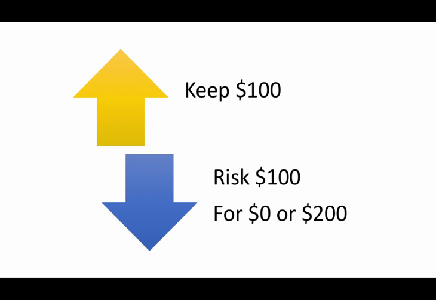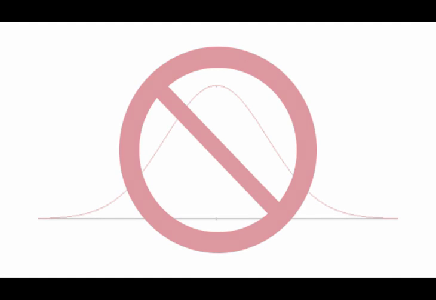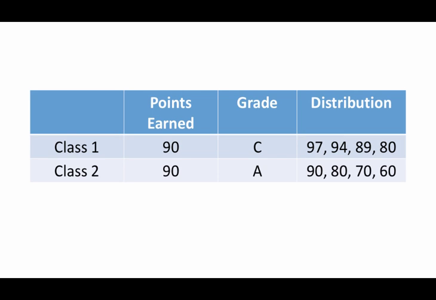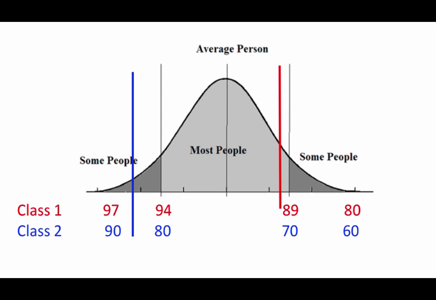If someone was given $100, they would rather keep the $100 than risk losing the $100 to earn $200. The second reason for using this system is that a bell curve, which is fine for statistics, does not reflect the classroom. The bell curve artificially imposes a distribution on a class such that depending upon the distribution of the data, students who might have a higher number of points could still get a grade of C.